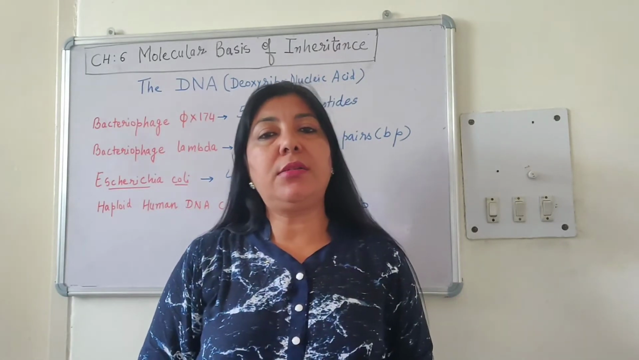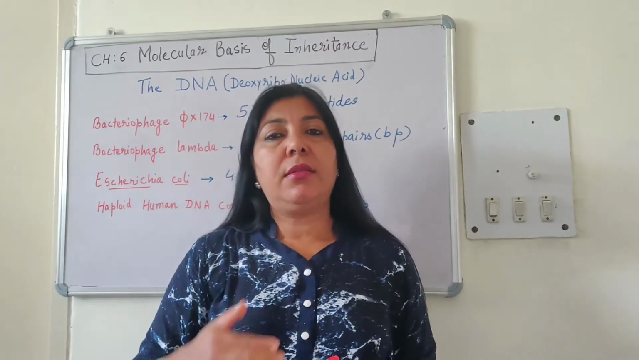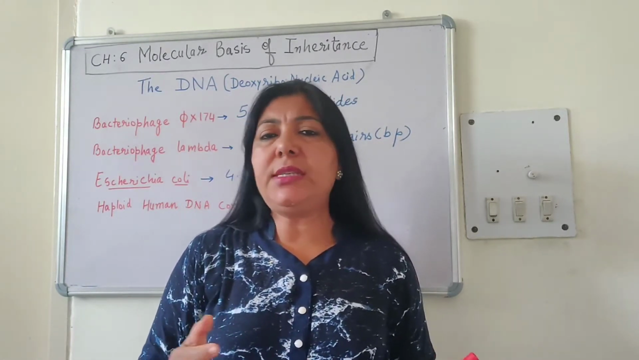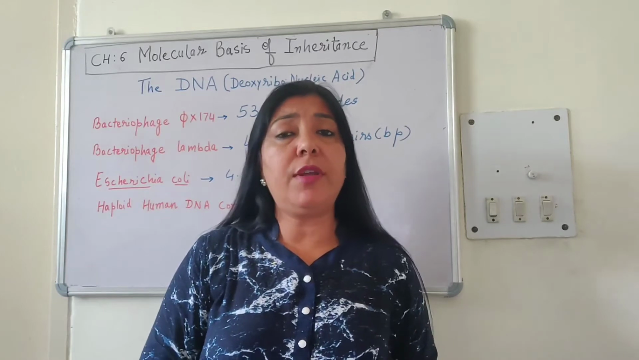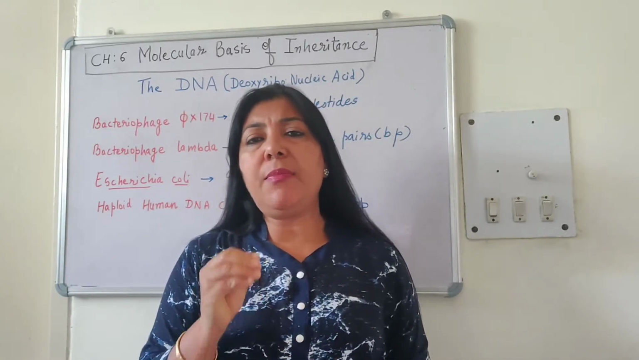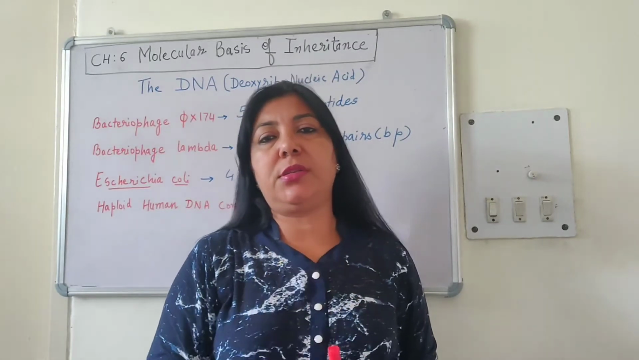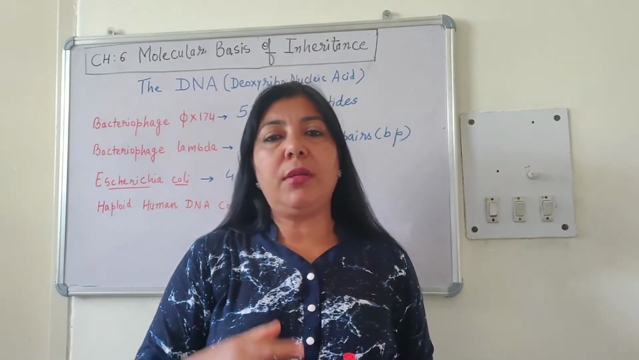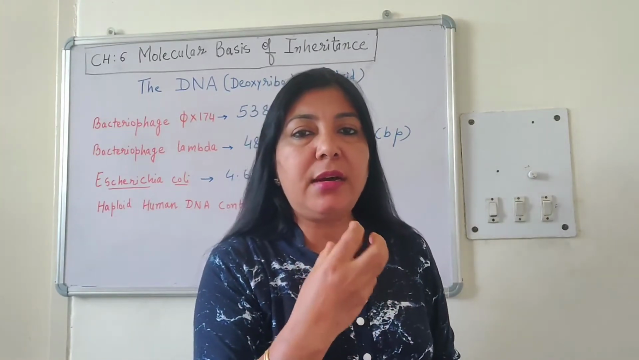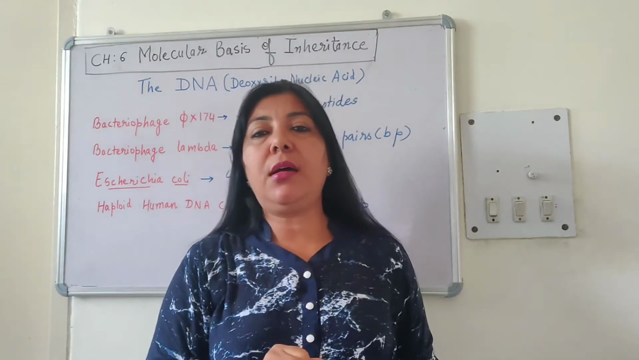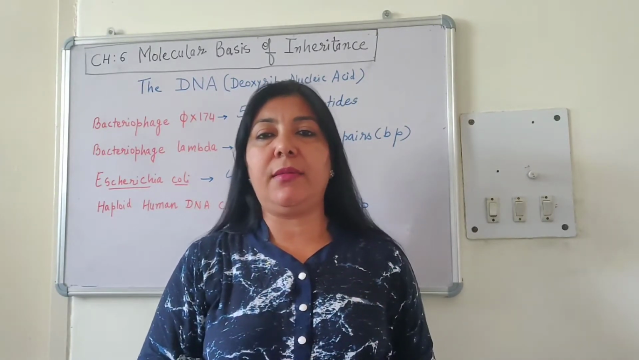In the previous chapter, that is the principles of inheritance and variations, we studied various laws of inheritance, various theories. They were mainly based on observations. Not much was known about what happens inside a cell, how the gene controls the activities inside the cell.